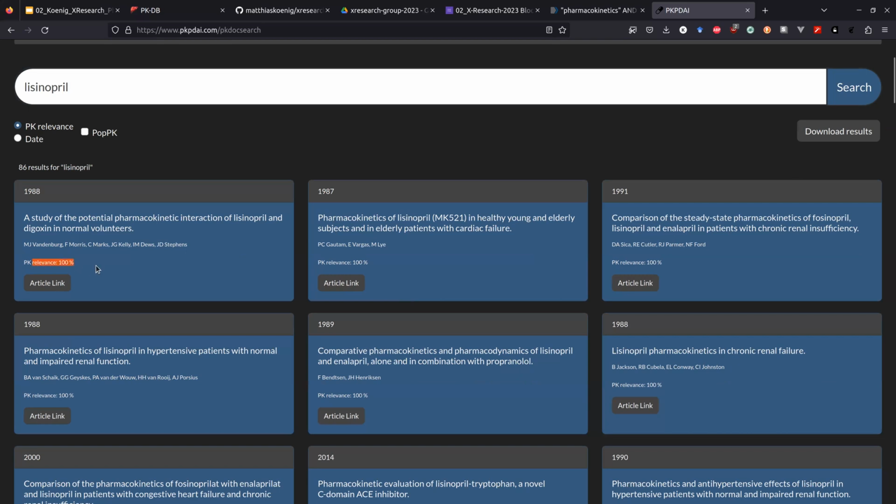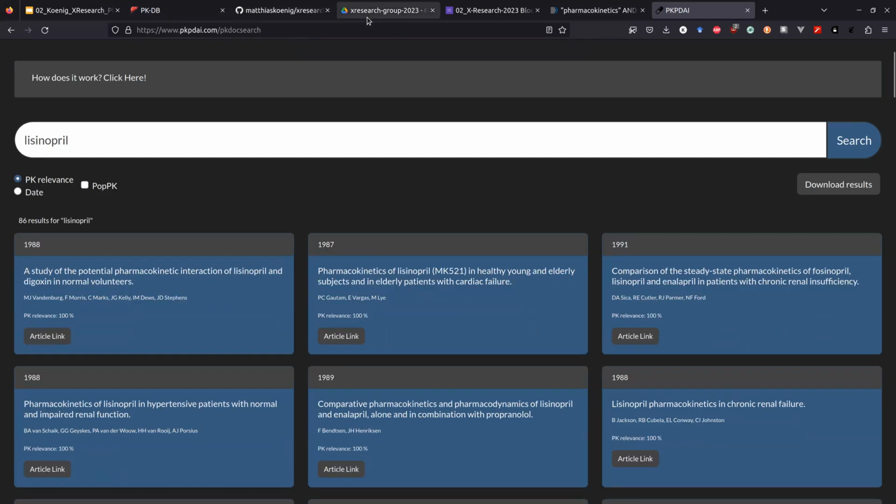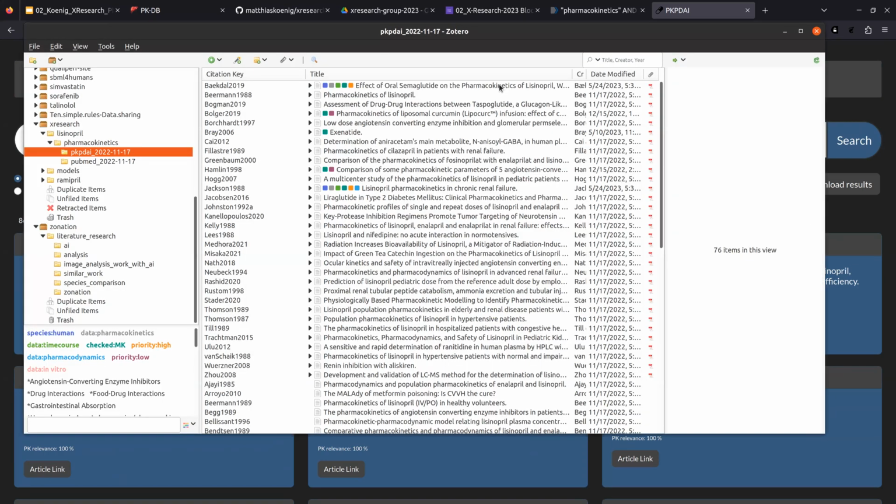And so we basically do the search and then export the results, and we can see, okay, here we get this nice relevance score, and a lot of these look very interesting, and we will probably have nice pharmacokinetic data in these. But the overlap between the PubMed search and this is pretty high. And so what I did also, I imported the results from this here, and then I removed the duplicates from these two searches.